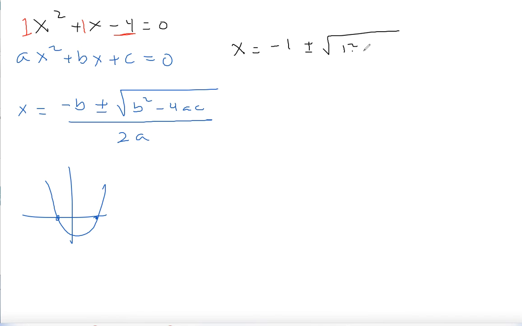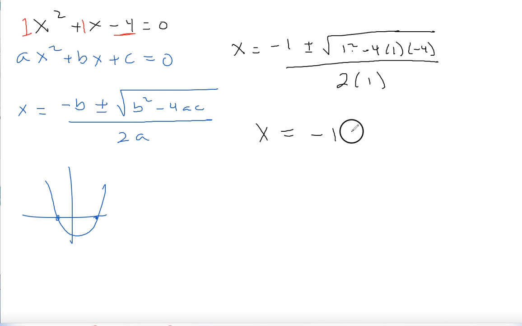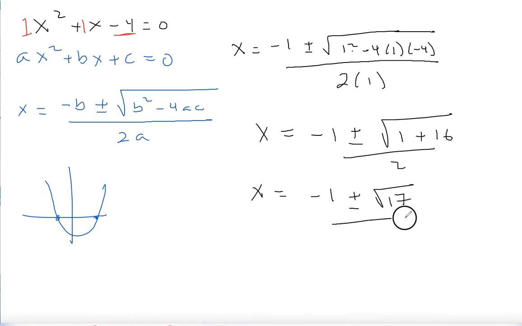And then minus 4ac, so minus 4, a is 1, and c is negative 4. And then that's all over 2 times a, and a again is 1 right there. So cleaning this up, it's going to come out pretty good. Negative 1 plus or minus, that will be 1, 2 negatives, so that makes it a plus. I just count them. 1 negative would be negative, 2 negatives is positive, 3 negatives would be negative. So this would be plus 16 over 2, or x equals negative 1 plus or minus root 17 over 2.